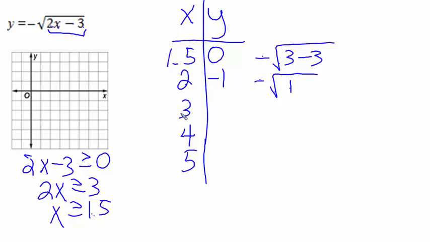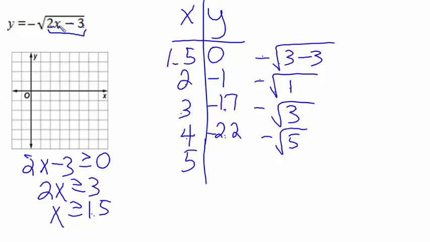If we plug in 3, we get 2 times 3 is 6. 6 minus 3 is 3. On a calculator, the square root of 3 shows up as about 1.7. So this is about negative 1.7. If you plug in 4, you get 2 times 4 is 8. Minus 3 is 5. So you get negative square root 5, which is about negative 2.2 if you round it off. And we'll plug in 5 here as well.